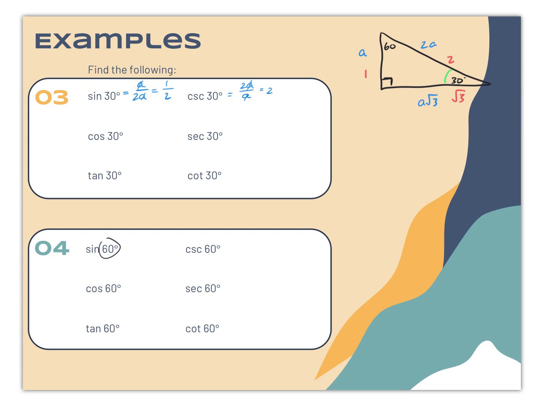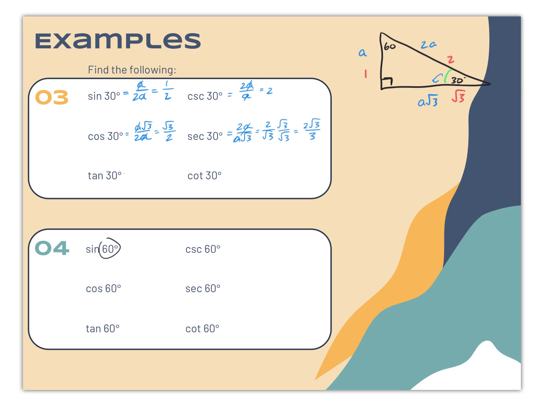My cosine is going to be the adjacent over the hypotenuse. Well, the adjacent is A radical 3 over the hypotenuse 2A. Again, I cancel out the A's, and I'm going to get radical 3 over 2. And my secant is going to be the reciprocal, so it's going to be hypotenuse over adjacent. So it's going to be 2A over A radical 3. I'm going to get 2 over radical 3. And then I rationalize my denominator, and I get 2 radical 3 over 3.